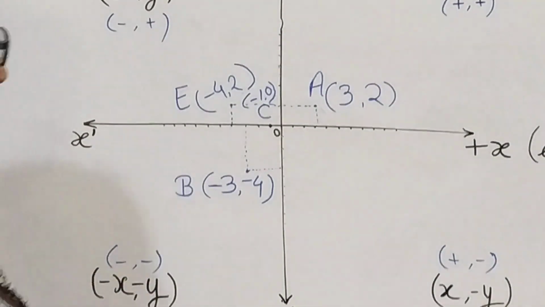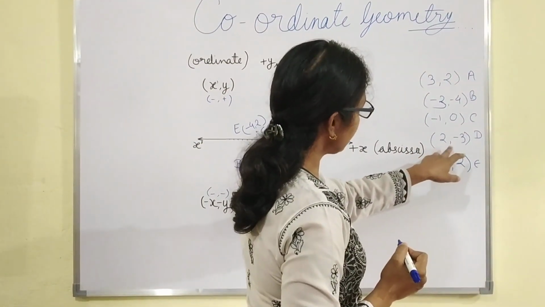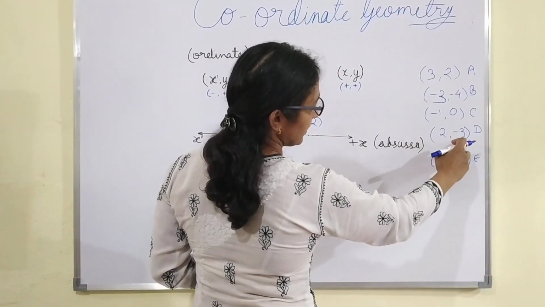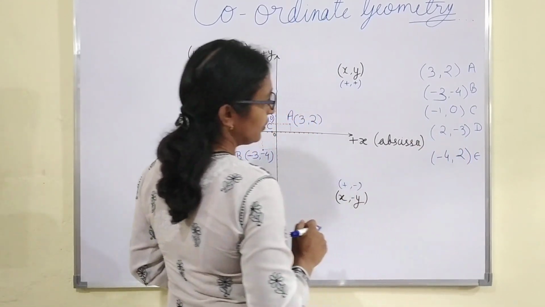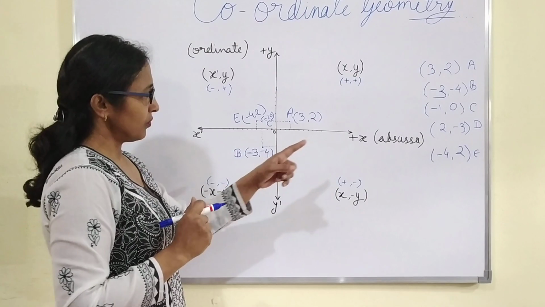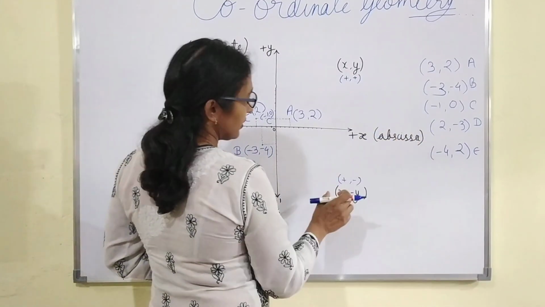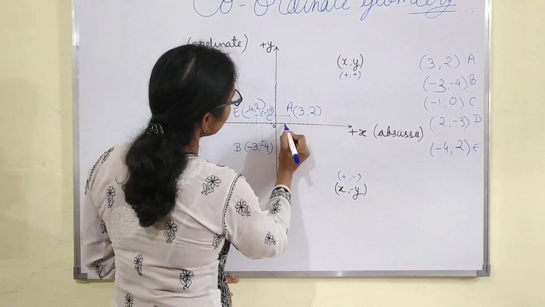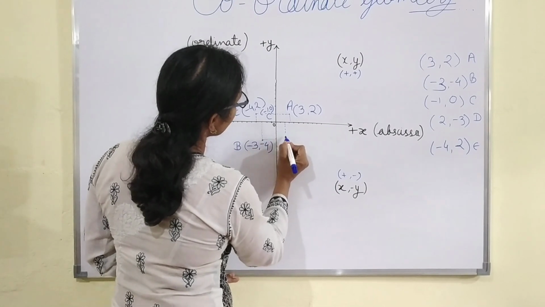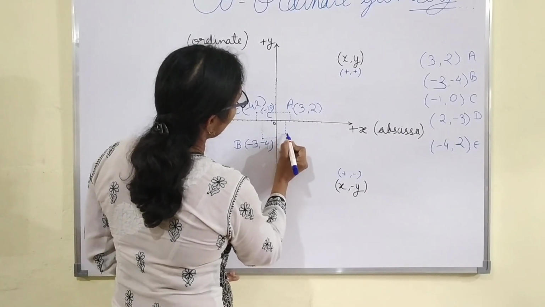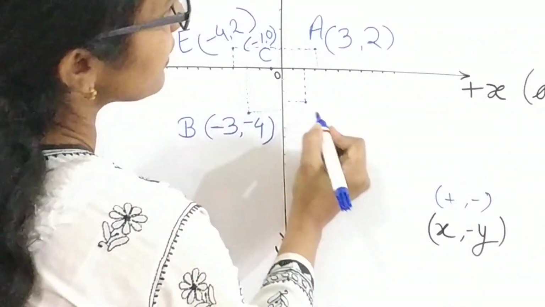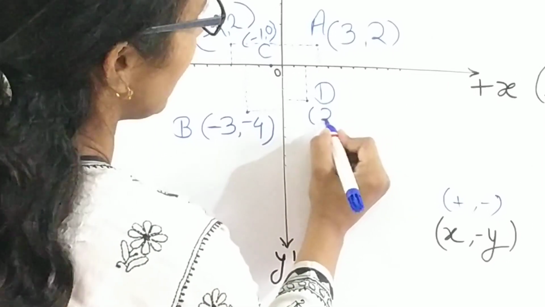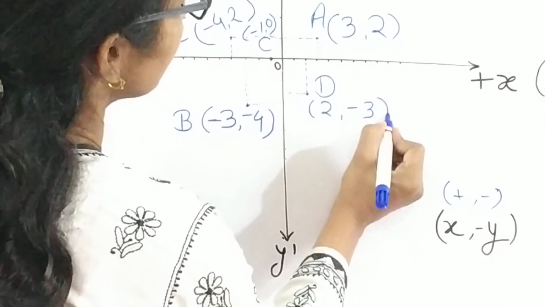Now the fourth coordinates are (2, -3). Abscissa is positive and ordinate is negative, so plus minus. So it will fall in the fourth quadrant. So 2 here and -3. This is point D and the coordinates are (2, -3).